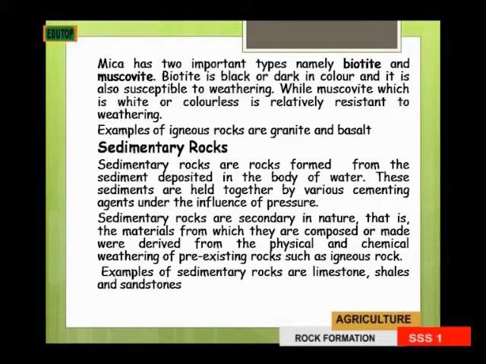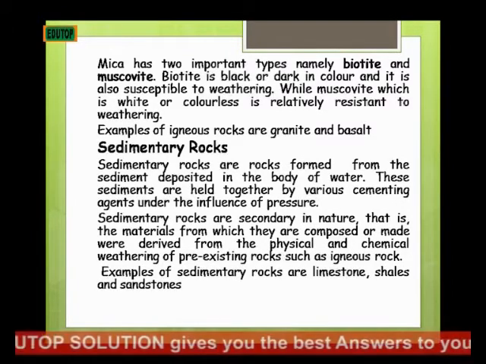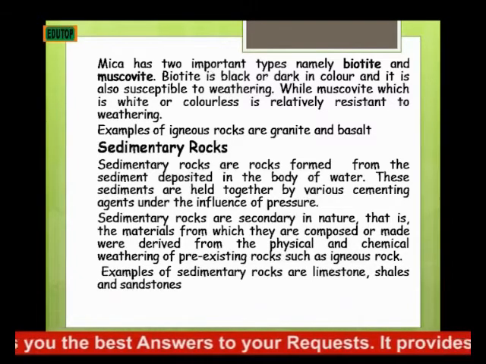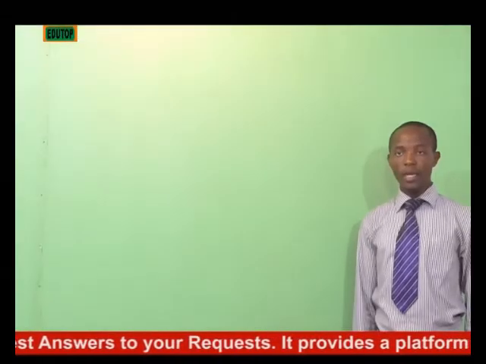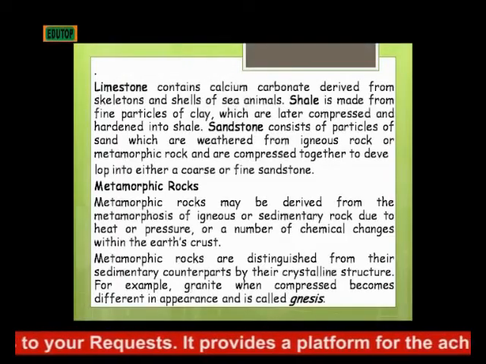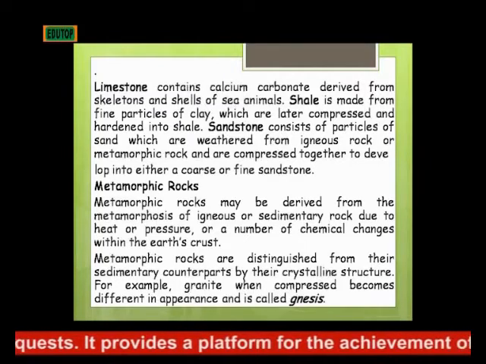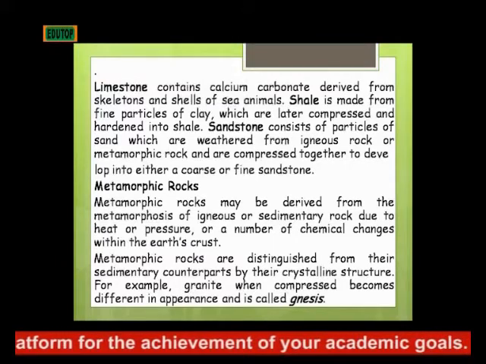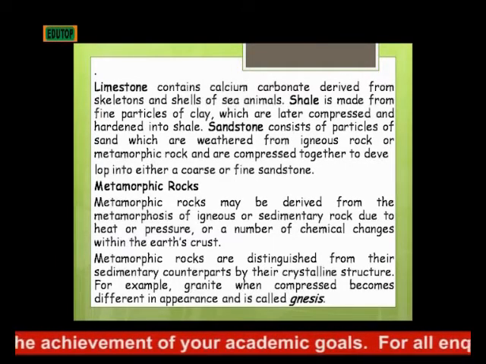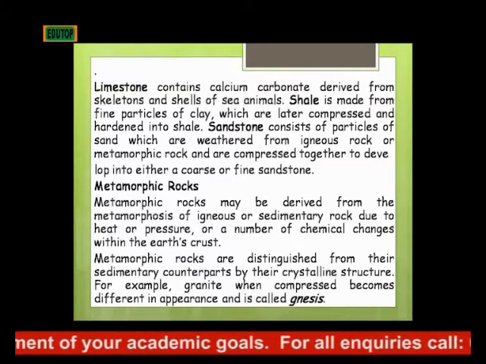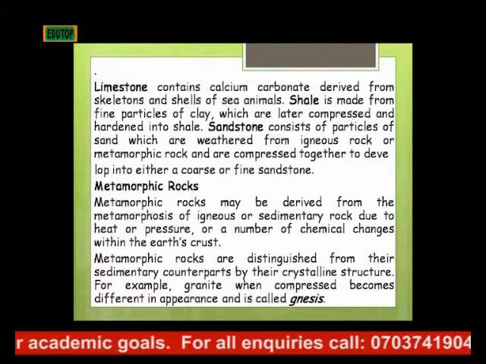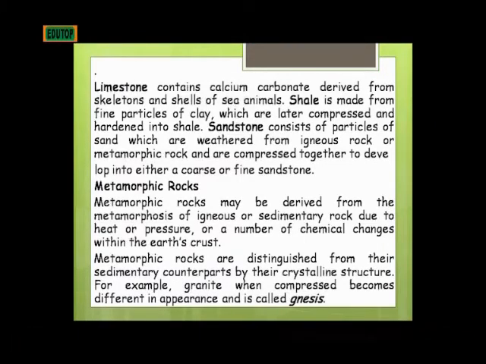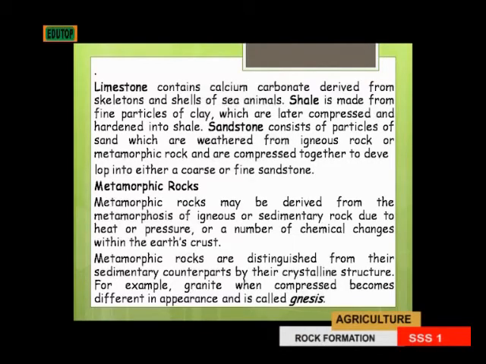That is, the materials from which they are composed were derived from the physical and chemical weathering of pre-existing rock, such as igneous rock. Examples of sedimentary rocks are limestone, shales, and sandstone. Limestone contains calcium carbonate derived from skeletons and shells of sea animals. Shale is made from fine particles of clay, which are later compressed into shale, while sandstone consists of particles of sand which are weathered from igneous rock or metamorphic rock and are compressed together to develop into either a quartz or fine sandstone.